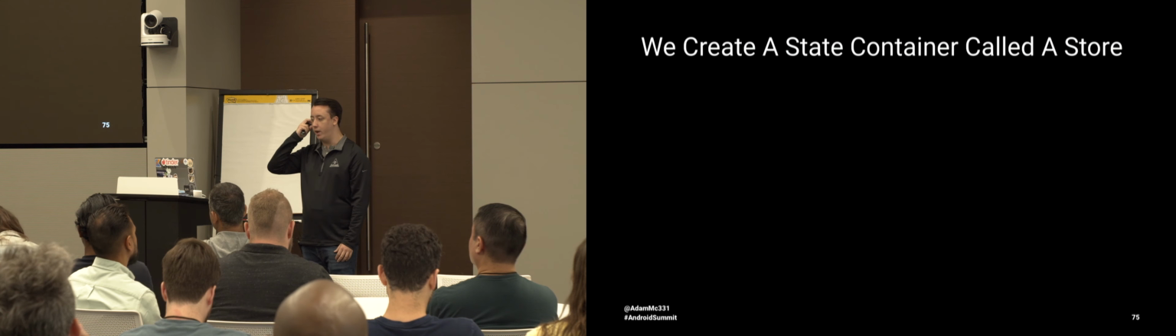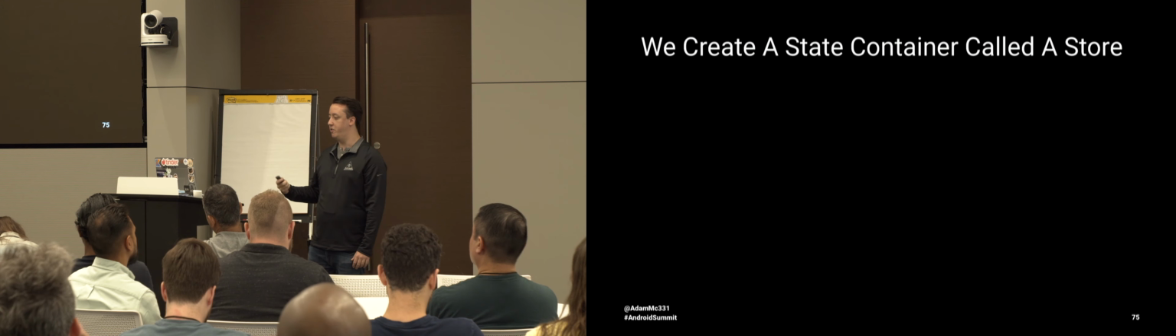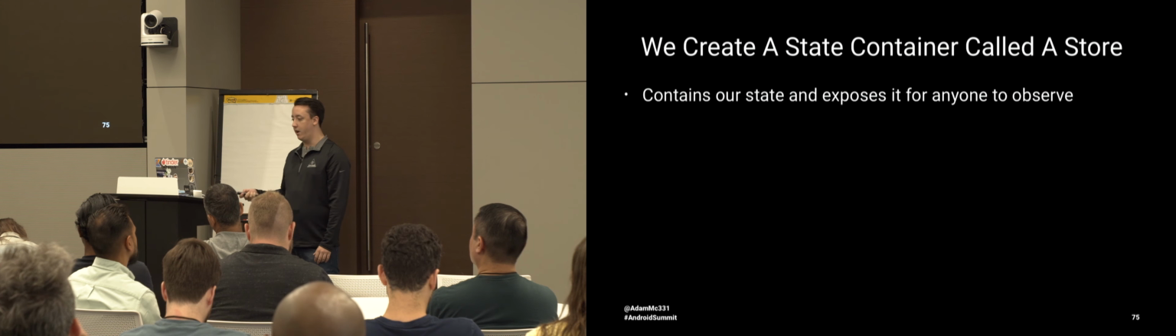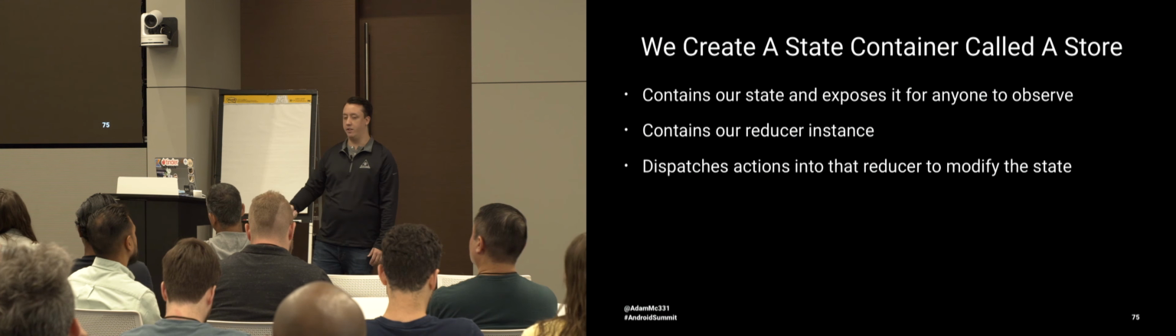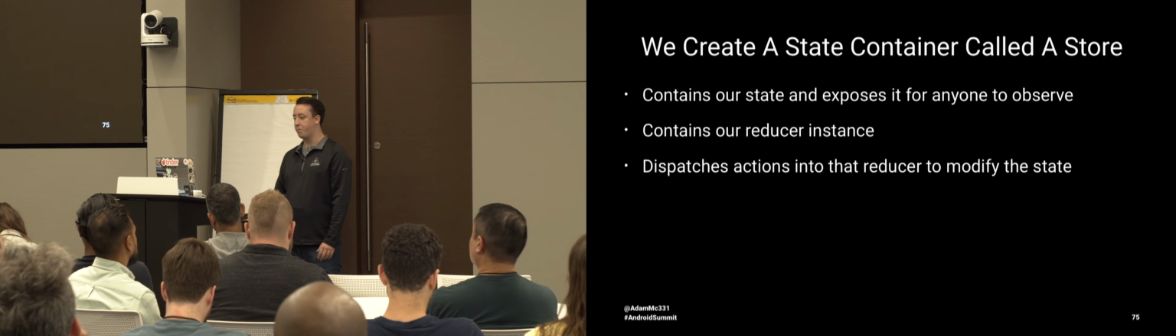We also need to make sure we have a single source of truth here. And we can do that by creating a state container called a store. The store will contain our state and expose it for anyone to observe. It contains our reducer instance, and it dispatches those actions into the reducer to modify the state.